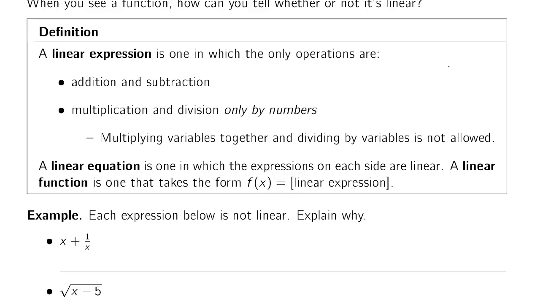A linear equation is one in which the expressions on each side are linear, and a linear function is one in the form f of x equals a linear expression. So linear equations and linear functions are given in terms of linear expressions. So just to practice with this definition, we have a few expressions, and we're going to say why they're not linear.